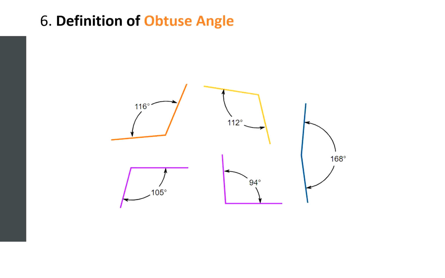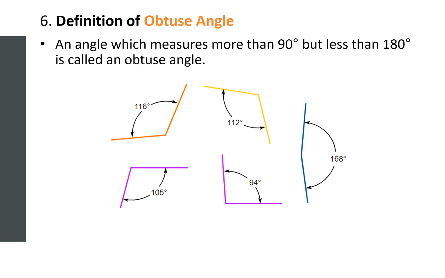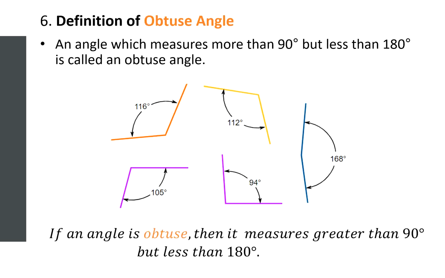Number 6, definition of obtuse angle. So, an angle which measures more than 90 degrees but less than 180 degrees is called obtuse angle. Now, we can write this in an if-then statement. If an angle is obtuse, then it measures greater than 90 degrees but less than 180 degrees. So, this statement is a true statement.